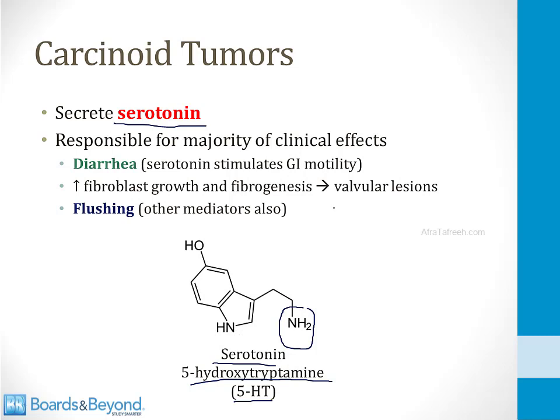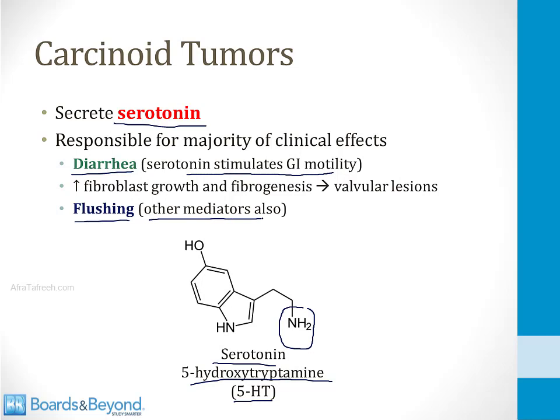And the main clinical effects of patients who are symptomatic with carcinoid tumors are diarrhea and flushing. If you ever get to meet a patient with one of these tumors, they are miserable from the frequent diarrhea and the bright red flushing of their skin. The diarrhea is thought to result from serotonin stimulating GI motility. The flushing is thought to result because serotonin causes vasodilation. Some other mediators like histamine are probably important as well.